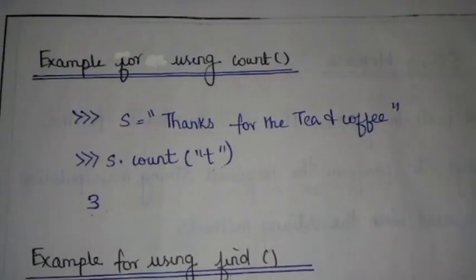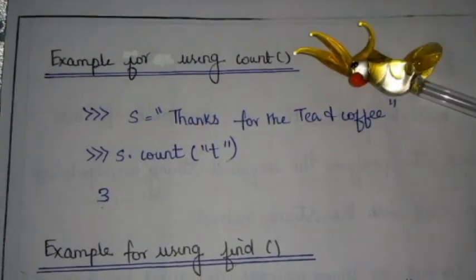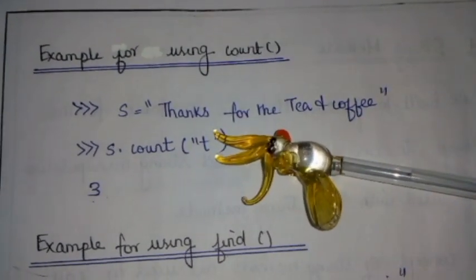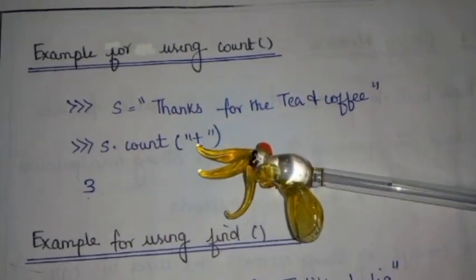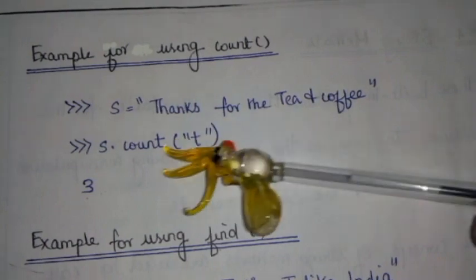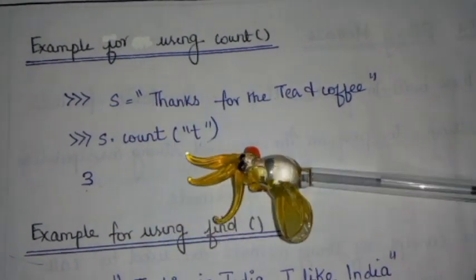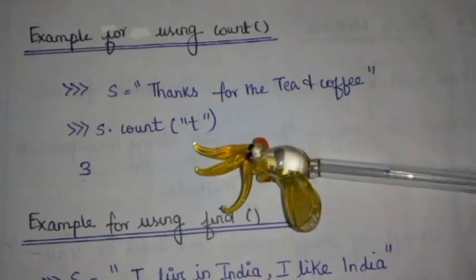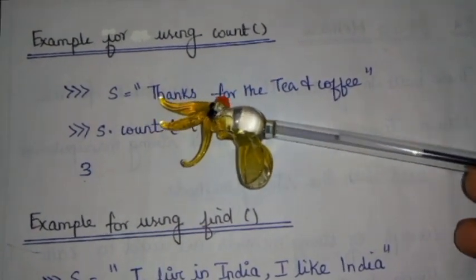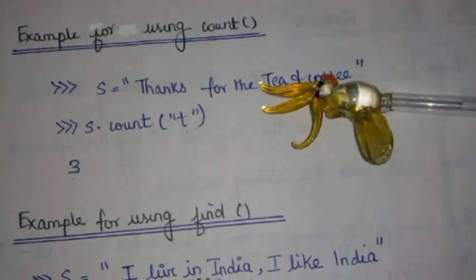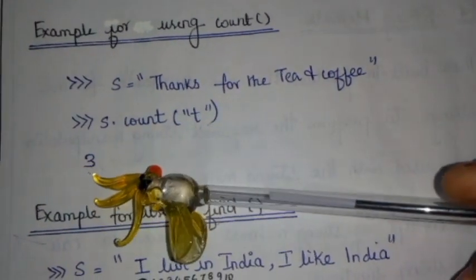Okay, now an example of the count function. s is equal to thanks for the tea and coffee. So s.count, within quotes I'm going to give t. Okay, from this string I'm going to count the number of t. t is available, okay, here 1 and 2 and 3. So my answer is 3.